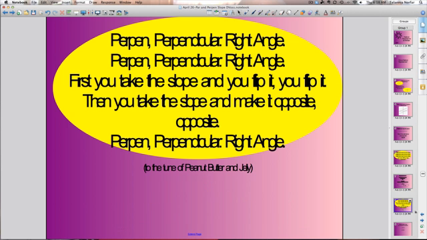So we got a song for it as well. It's from the famous song that you guys all know, Peanut Butter and Jelly. Remember, peanut butter and jelly, peanut butter and jelly. So same tune, but now you sing it.